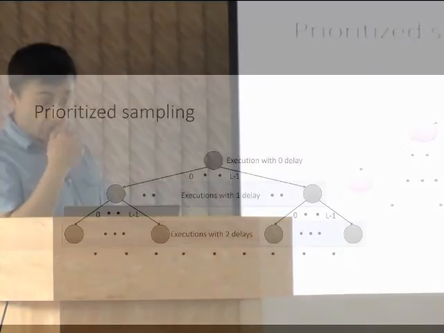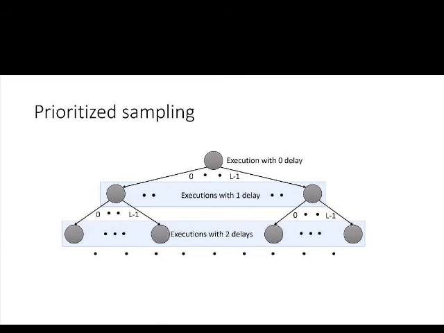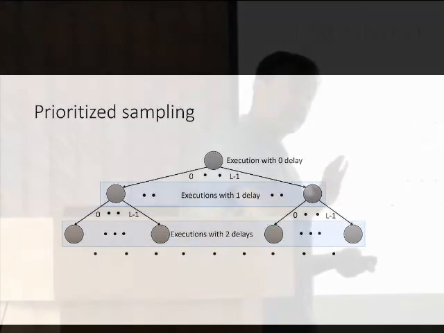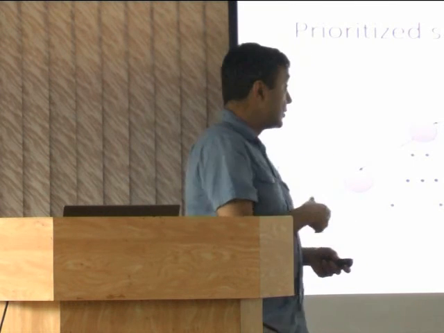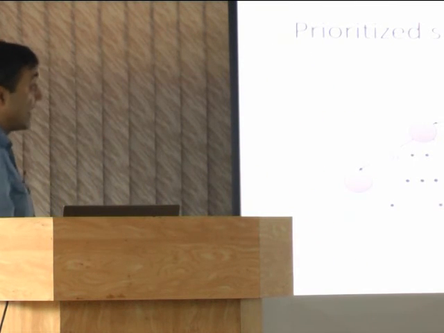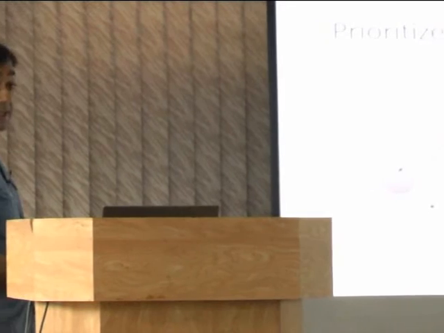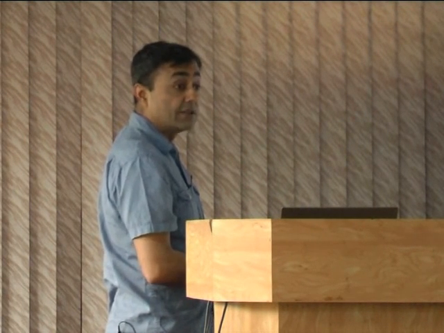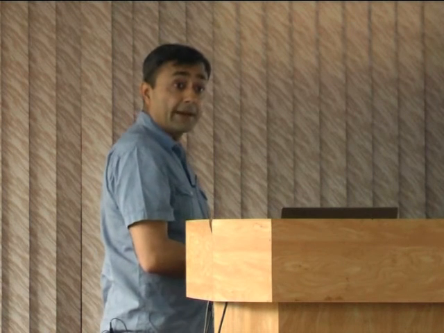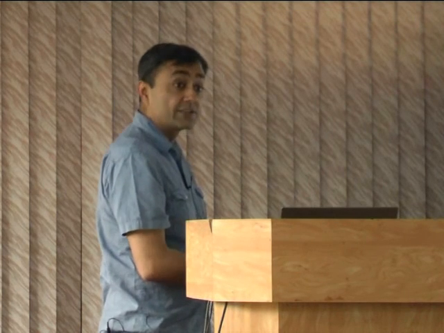So we would like to be able to use the notion of prioritization even to direct random search also. So there's a way to combine random sampling with prioritized search also. Instead of deterministically generating all executions with one delay and then all executions with two delays, you can try to do a random walk on this graph itself. So you start with the execution with zero delay. Now instead of enumerating all places where a delay can be injected, you randomly pick one location to inject a delay. So you start doing a random walk on this graph itself.